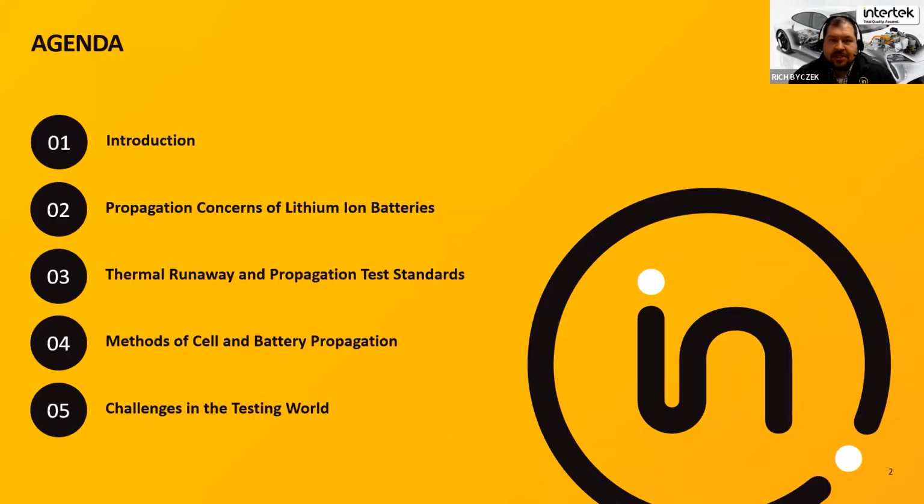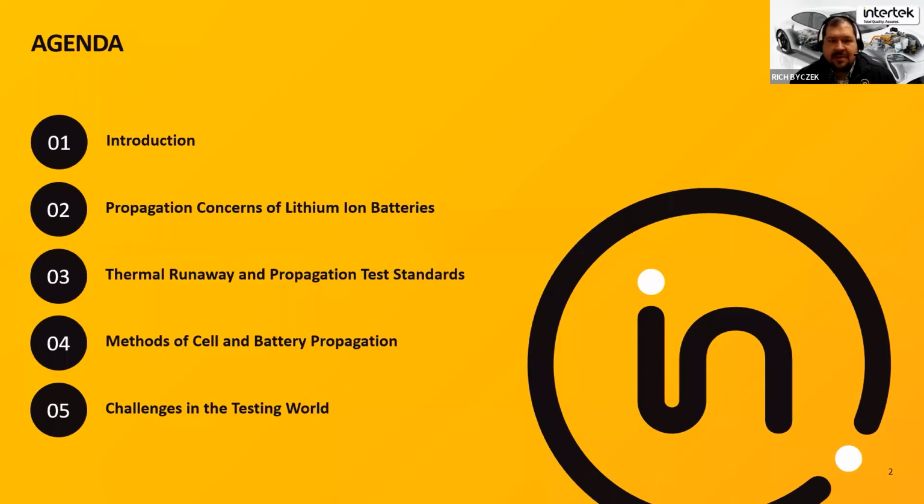I'll start with a brief introduction on Intertek and our service offerings in this space, and then we'll look into the main topics today, a bit about the background of the concerns about propagation specific to lithium-ion batteries, the test standards, where do these propagation concerns turn into actual requirements out there in the field for different industries.